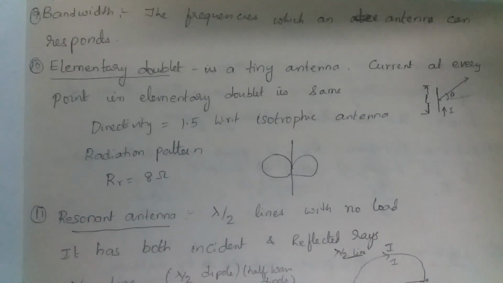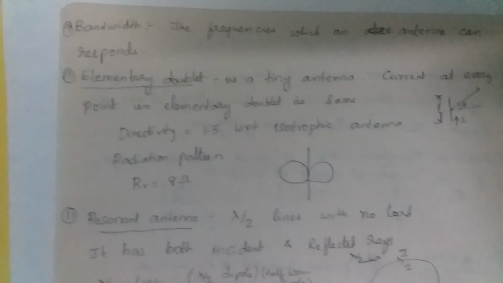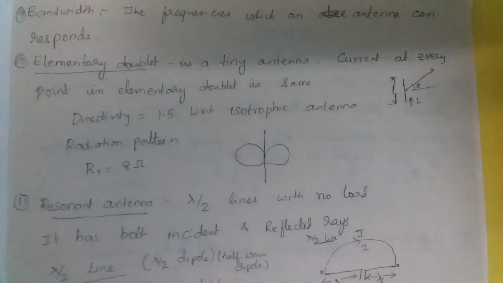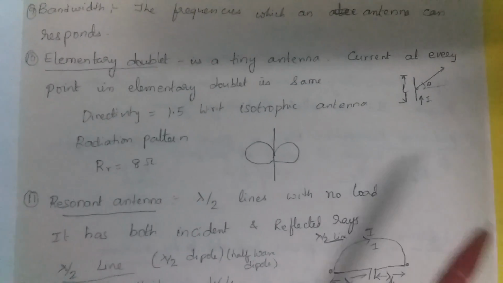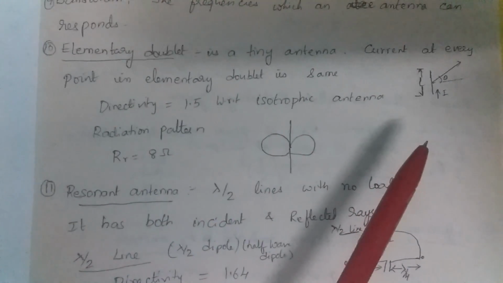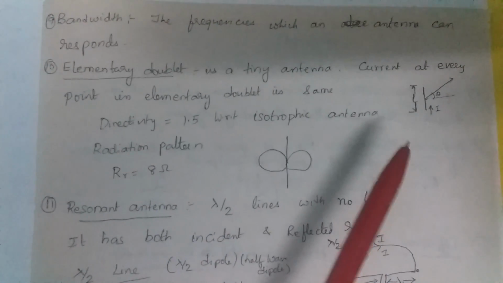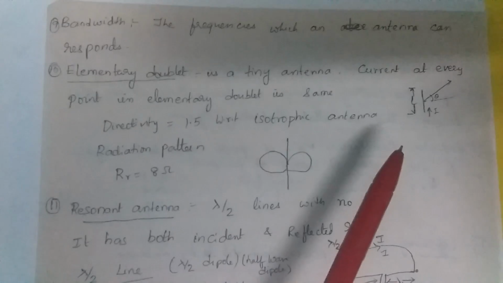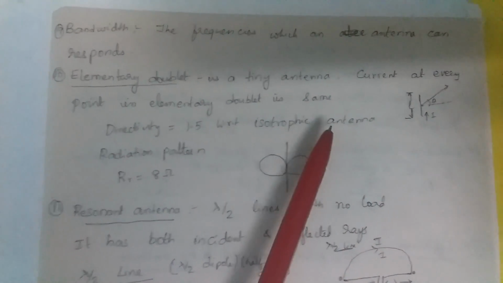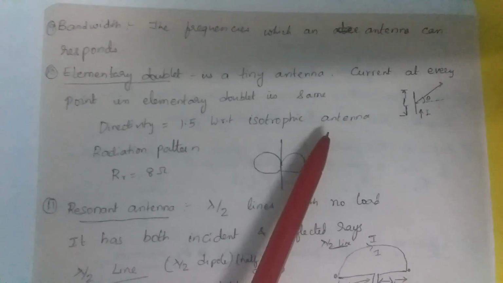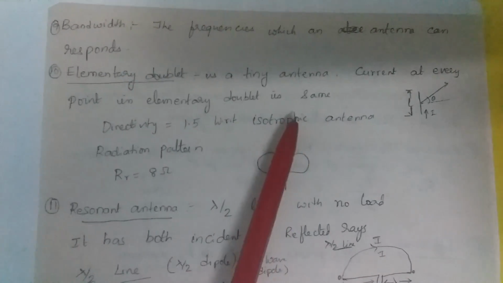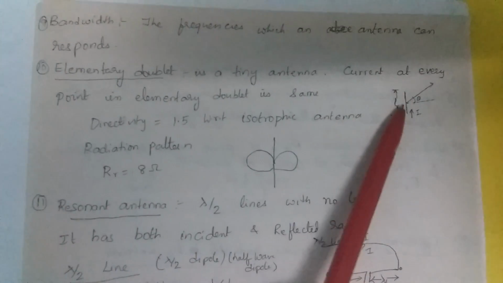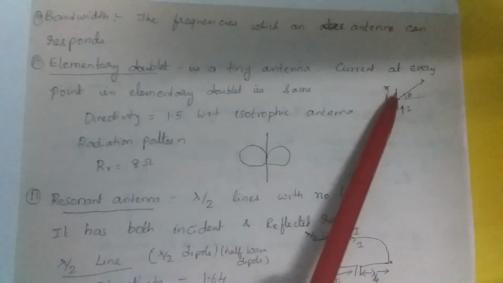Now let's have a look at the elementary doublet. So the elementary doublet is a small length of wire which is far less than its wavelength. Okay, so let's say there's a frequency which it has to transmit. If you determine the lambda, L is far less than lambda. It is a very tiny antenna. Current at every point in an elementary doublet is the same. So this is a small elementary doublet of length L.